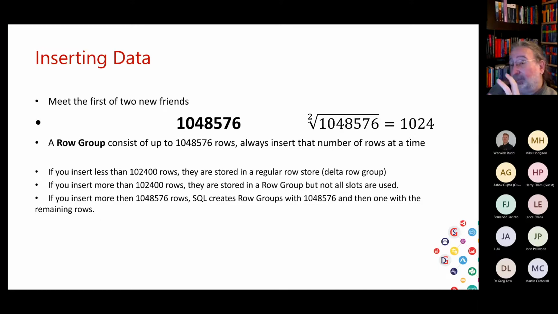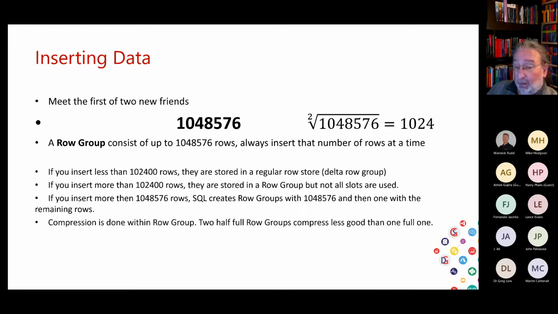Yeah? So this is the tricky part. You always have to insert that number at a time. If you don't do it, you can clean it up. So it's not like a mistake that you can never fix. But for that, you have to rebuild the column store index. And believe me, once you reach a couple of billion rows, like 100 billion or so, rebuilding a clustered column store is not fun because it takes a while.